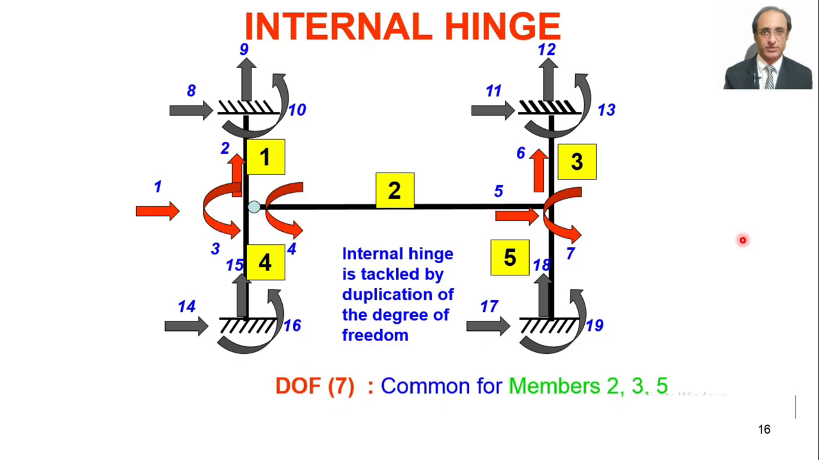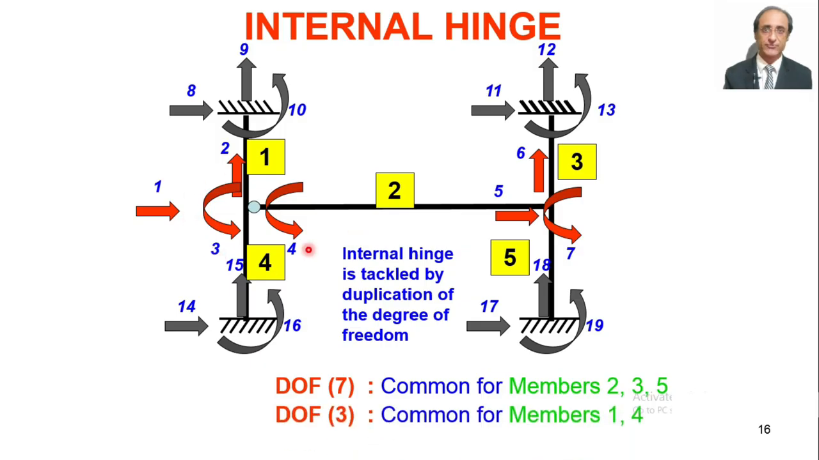So we have to just see here that the degree of freedom number 7, for example, in this particular joint, is common for all the 3 members which are meeting here: 3, 2 and 5. However, at this particular joint we find that the degree of freedom 3 is related to members 1 and 4 only, and the degree of freedom number 4 is related to member 2 only.